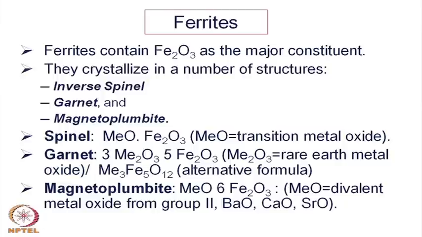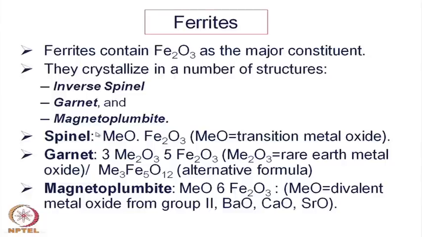Then the second group is garnets. This is also another compound, again a mixed oxide. I will tell you what that is, and then magnetoplumbites. So, there are three different crystal types in which the ferrites are available. All of them have a very important, strong magnetic property or magnetization.